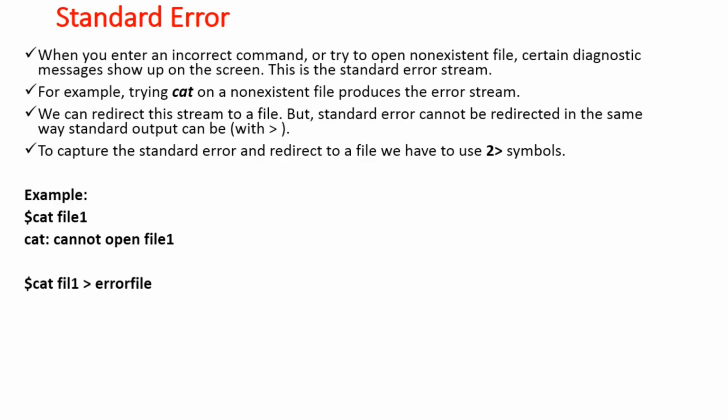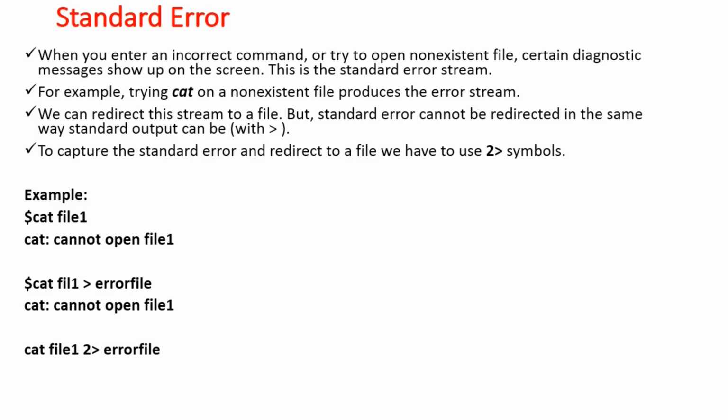Second command: cat file1, greater than symbol and the file name error file. Here you are trying to copy the content of file1 to the error file. Then you will get an error message: cat cannot open file1 because file1 is not present in the file system.